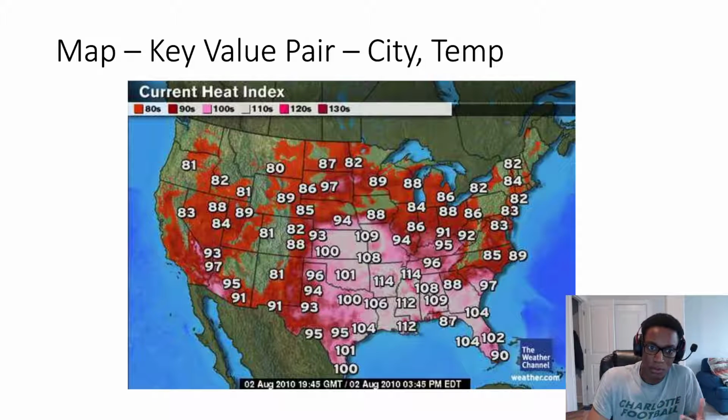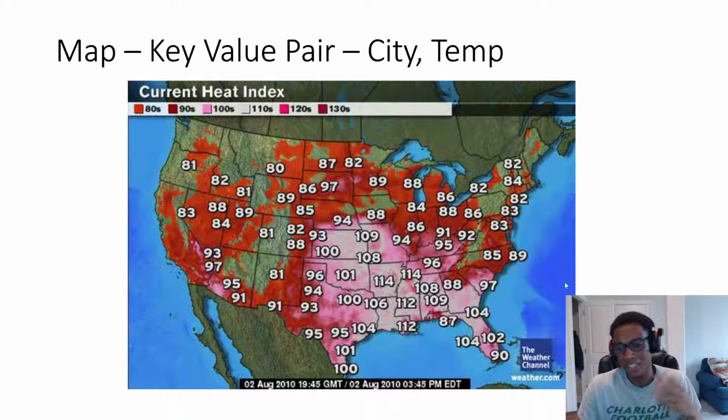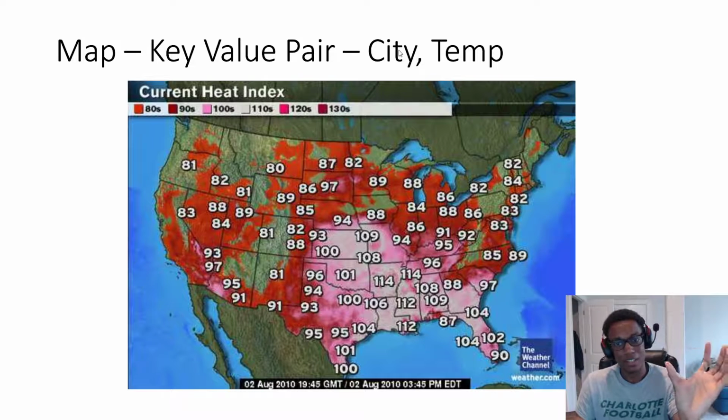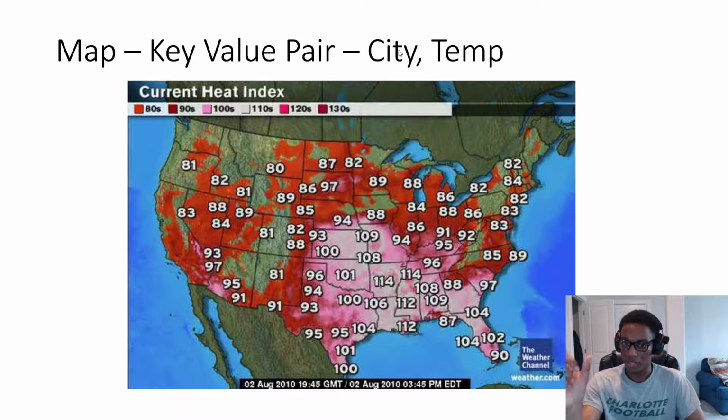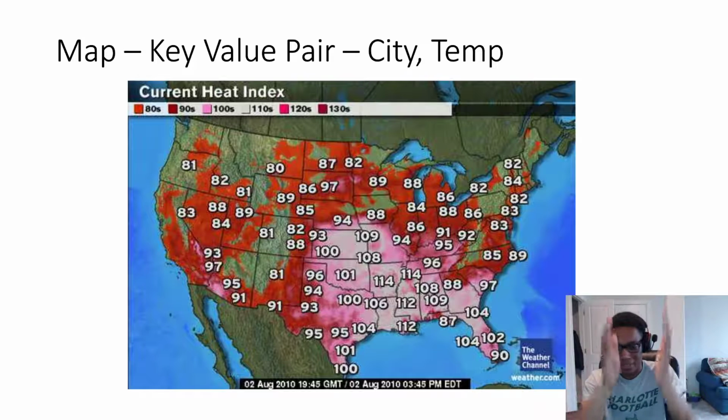So another example, this is an example of a map, which is just a key value pair. And this is just a weather graph, right? So like I said, it's a key value pair. So if we think this is Raleigh, right? It's 85 degrees in Raleigh. So we'd have the city on one side and then a temperature on the other side. So just think about a table with just the city on the left and the temperature on the right going all the way down.